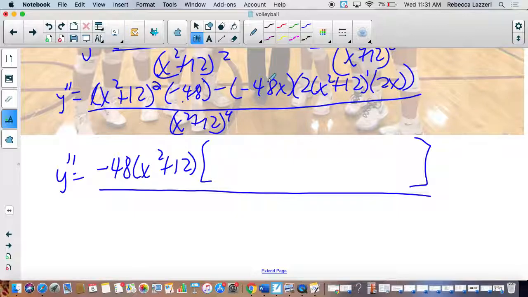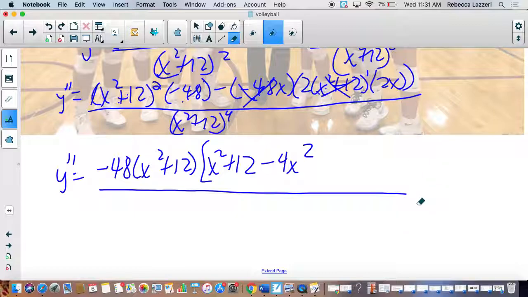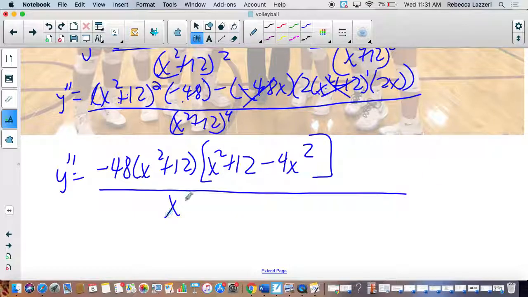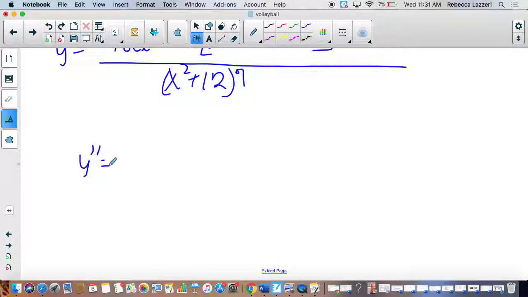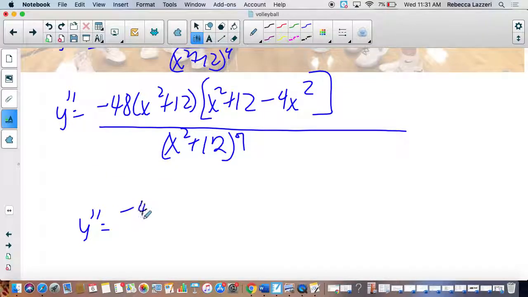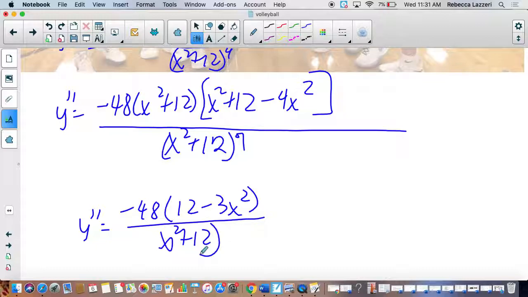So I'm taking out negative 48 and an x squared plus 12, so it leaves me x squared plus 12. I took out this negative 48 and this x squared plus 12. So I have another one of those minus 4x squareds, I think. That's happening a lot today. That's kind of weird. Alright, over x squared plus 12 to the 4th. So my second derivative is negative 48, which I need, times 12 minus 3x squared over x squared plus 12 to the 3rd.